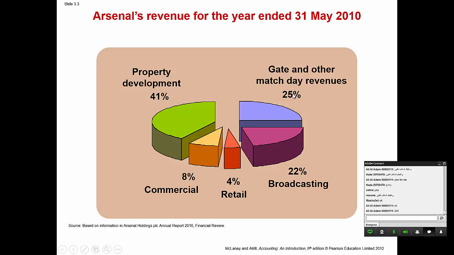25% of the revenue was from the gate and other match day revenues. That means from the tickets of the match. Okay, they gain 25% of their revenue.